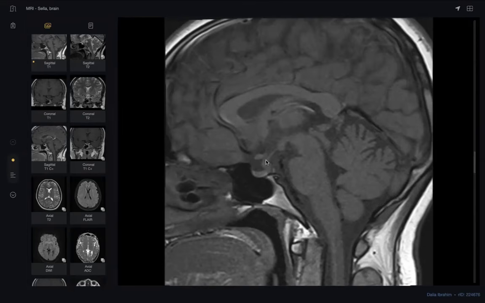Are you still insisting on microadenoma, or something else? It's hypophysitis, I think. What else other than hypophysitis? Is it hypothalamic hamartoma? No.